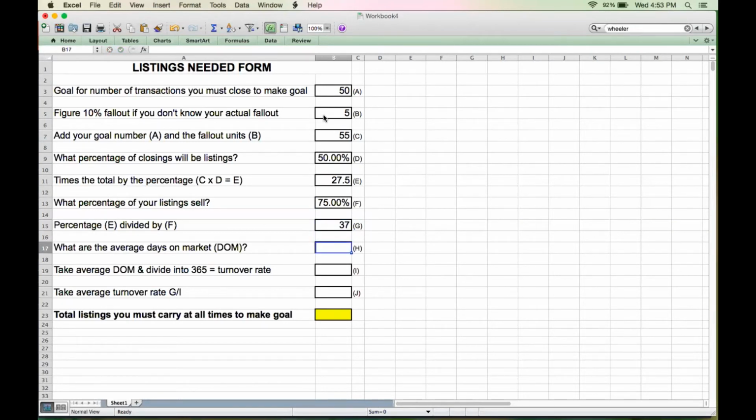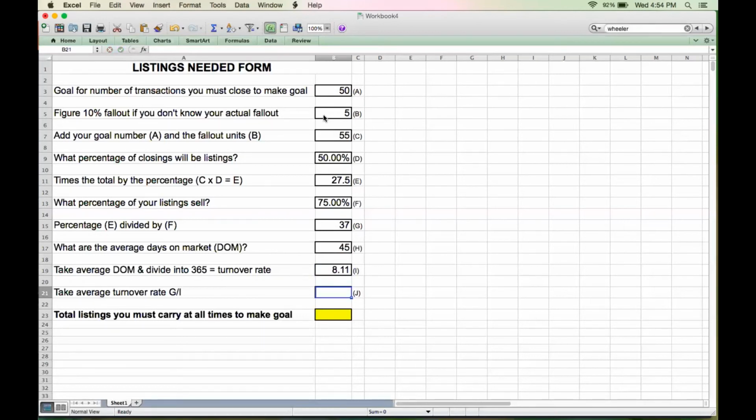Box H is asking average days on market. I'm going to put 45 in here. Right now, my market is about 30. However, I know that we're headed into a different market for next year, so I'm going to increase that just to give it a little bit of buffer. Box I, we're going to take the average days on market and divide it by 365 to give us our turnover rate. That number is going to be 8.11 in this example.